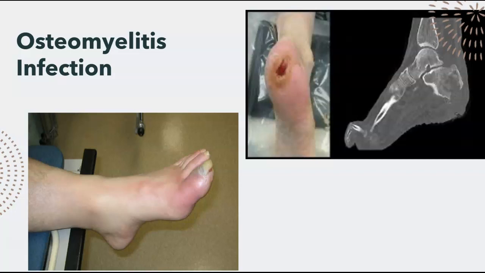This slide shows clinical manifestations of osteomyelitis. This is what I was referring to earlier about seeing the picture. You couldn't see the picture.